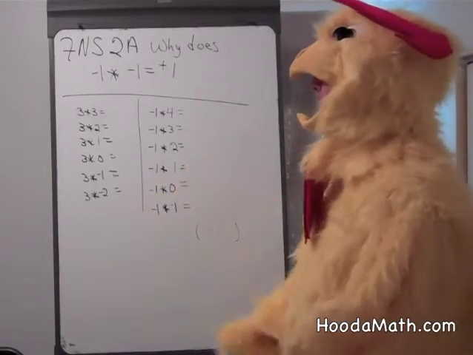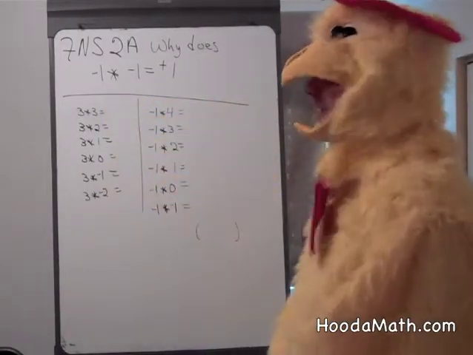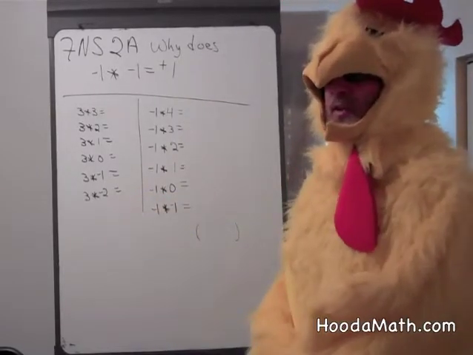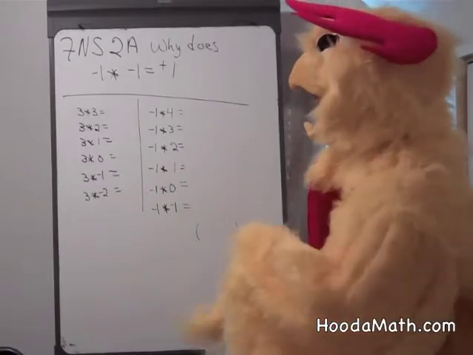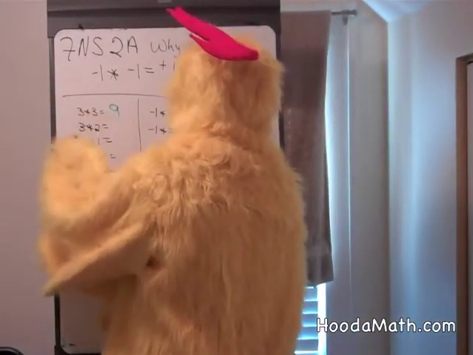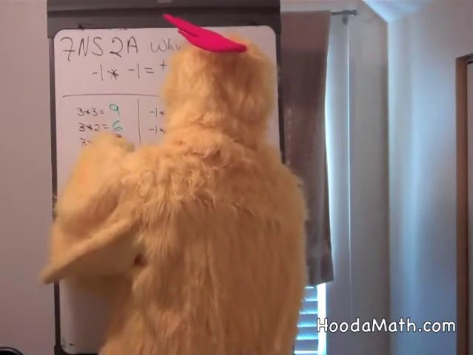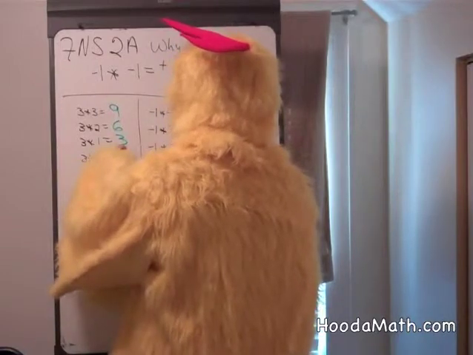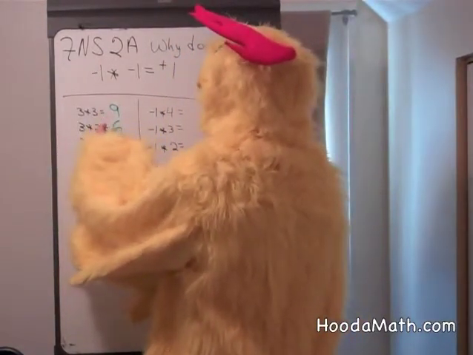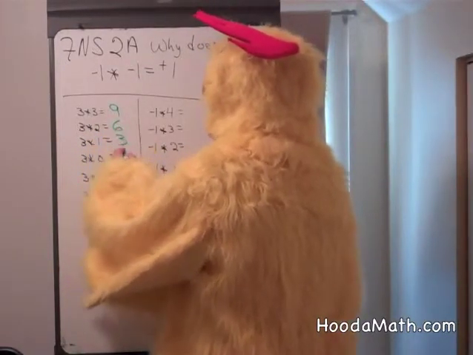I'm going to show you a reason why -1 times -1 equals +1 by using patterns and other logical reasons. We know 3 times 3 equals 9, 3 times 2 equals 6, and 3 times 1 equals 3, and 3 times 0 equals 0. As we decrease the second factor by 1, the product decreases by 3.